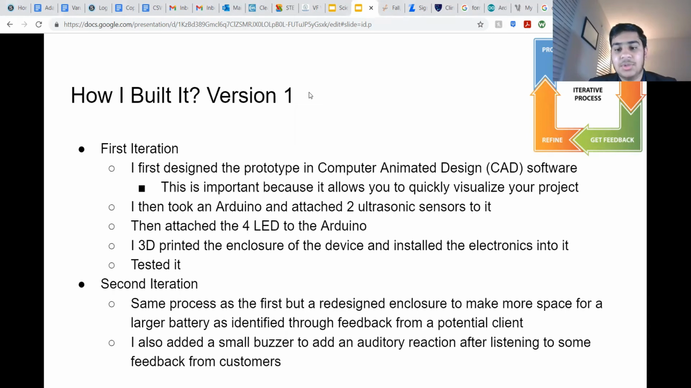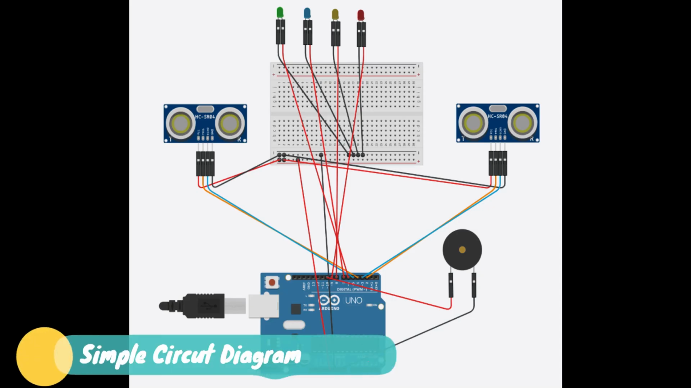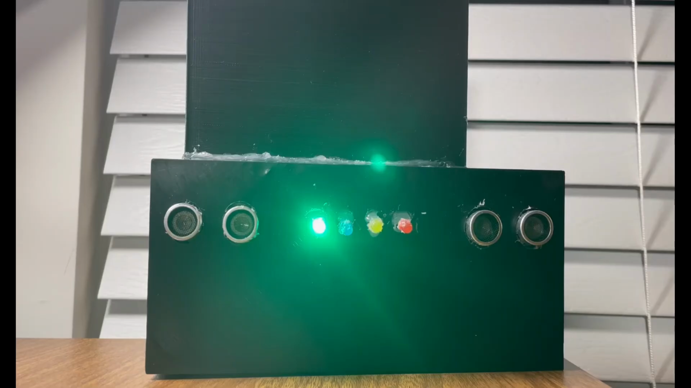I built it using CAD originally and then built it physically. And it's always important to build everything with CAD to make sure everything's laid out. Here's some images. Here's a demo. So here's the quick demo.